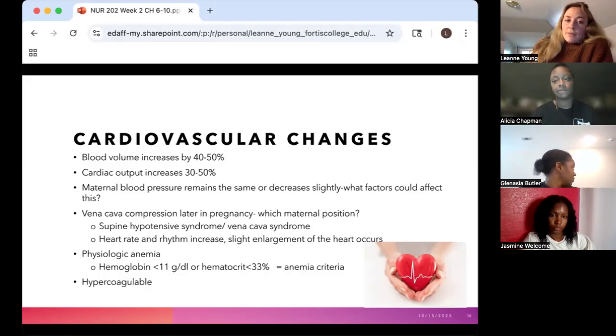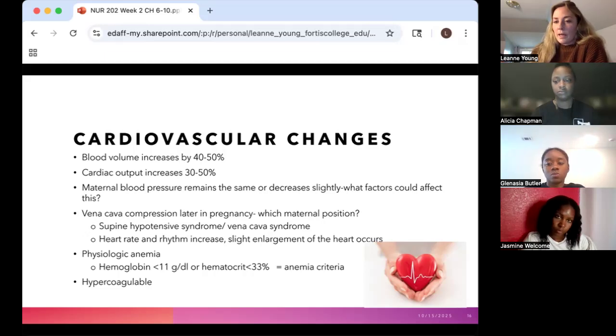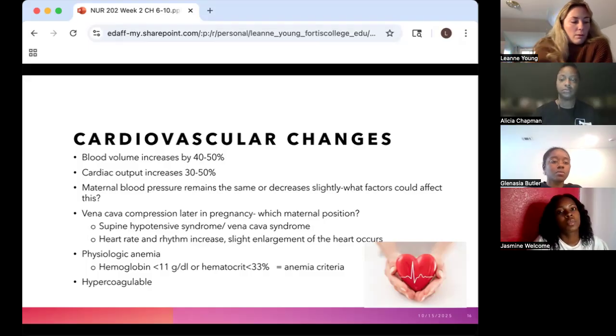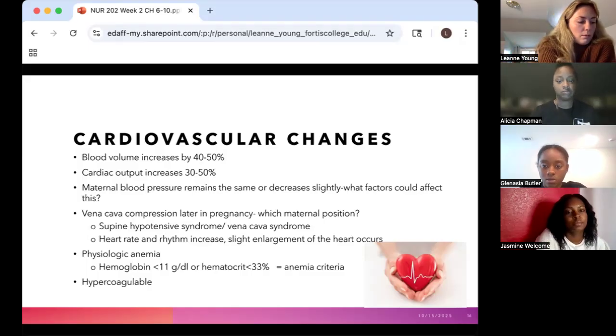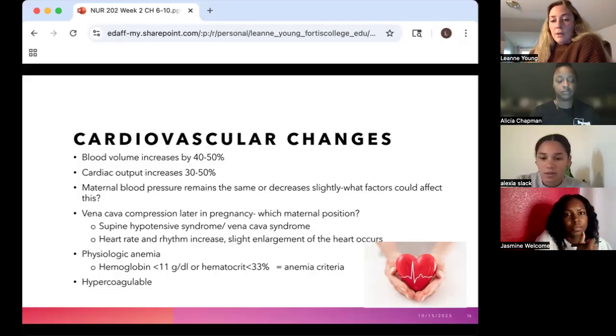Also, something you see is vena cava compression later in pregnancy. So what position is that usually, like what position do we tell moms not to lay in? You want them to lay on the left side, right? Not the right. Yeah, avoid laying on their back. Exactly.